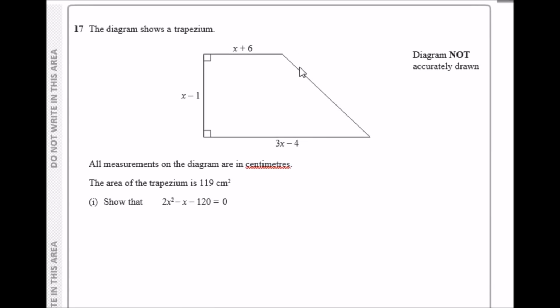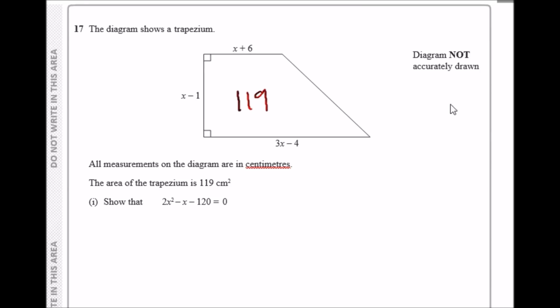Now moving on to number 17. What do we have? The diagram shows a trapezium. Just FYI, we have the trapezium formula back in the beginning, and all measurements on the diagrams are in centimeters. The area of the trapezium is 119. So let's write that in. Show that you can form this equation using the area formula.